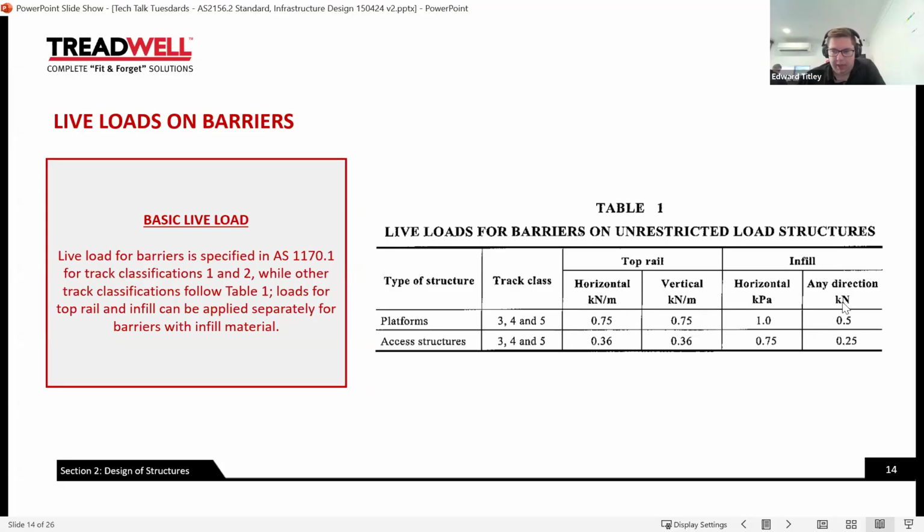So I'm not going to read this table out to you all. We'll just draw your attention to the top rail loadings. Well, I'll just briefly mention the loading. So horizontal and vertical on the top rail, 0.75 kilonewtons per meter, 1 kPa horizontally on the infill, and 0.5 kilonewtons in any direction. And likewise with access structures, so rather than viewing platforms, 0.36 kilonewtons per meter and a 0.75 kPa loading on the infill, 0.25 loading in any direction on your infill.